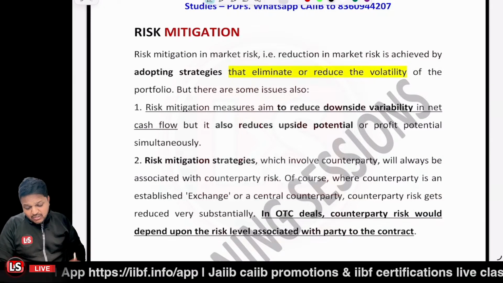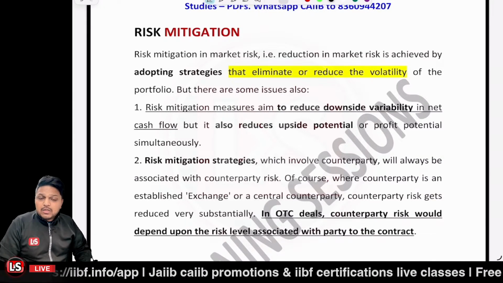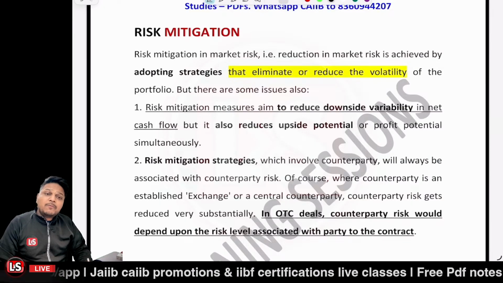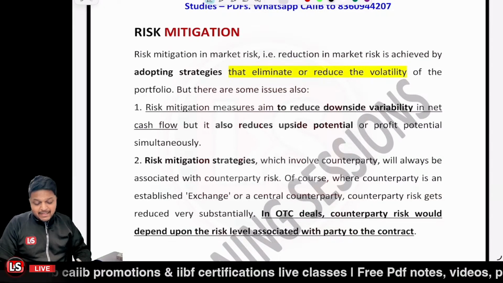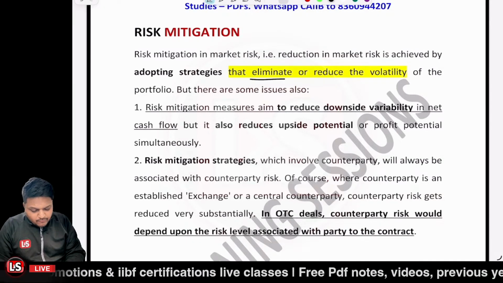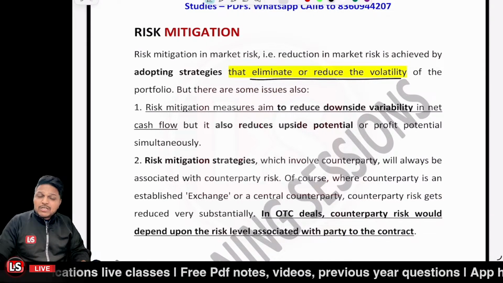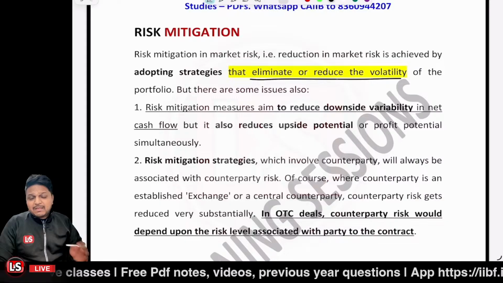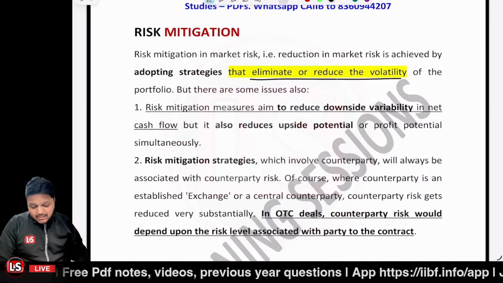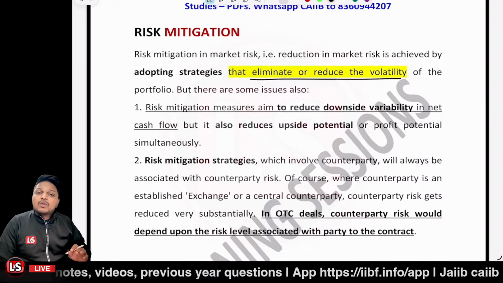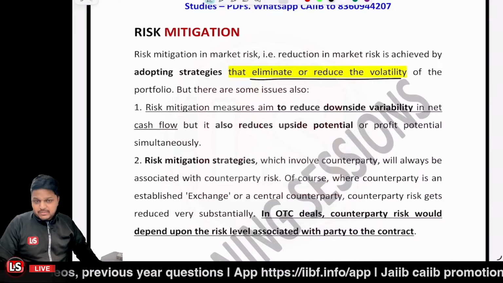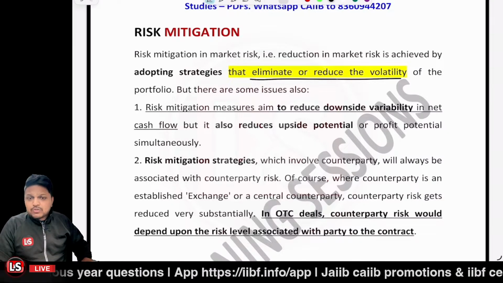So risk mitigation in case of market risk is related to adopting some strategies, right? Let's say we want to reduce the volatility. For that particular case, we have to change the variability. And if we are able to change the variability or volatility, then it means that we have reduced the market risk, right? So now let's have a look at those strategies.